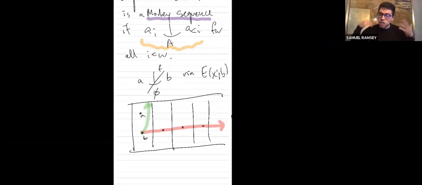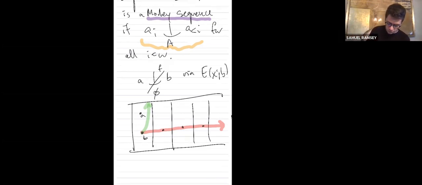So what does it mean to take a generic sequence? Well, as you're building your sequence step by step, you want to choose the new element that you're adding to your sequence to be free from everything that came before it. And what does free mean? It means it doesn't fork. Okay, so that's what a Morley sequence is. It's a way of taking a generic sequence.